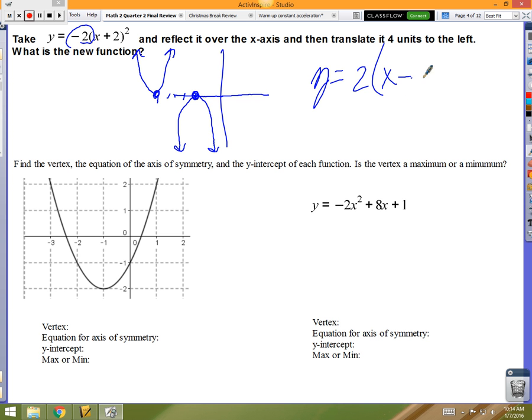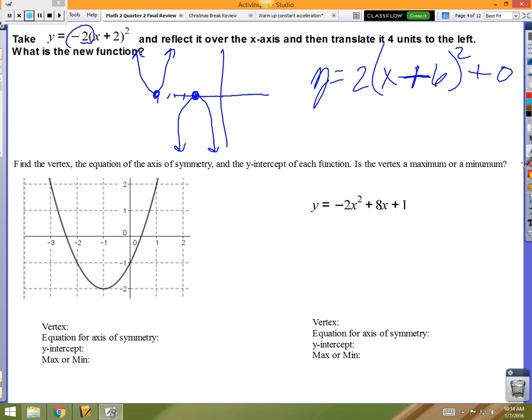Okay, x minus, I ended up going left 6 total, so negative 6. So that's going to be plus 6. And I still didn't go up or down, so at the end is just nothing. So that should be your answer: 2 times parentheses x plus 6 squared.